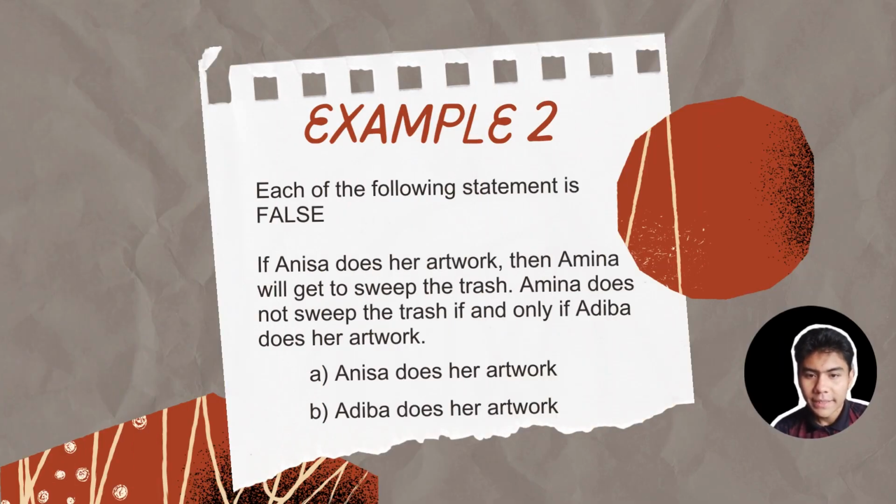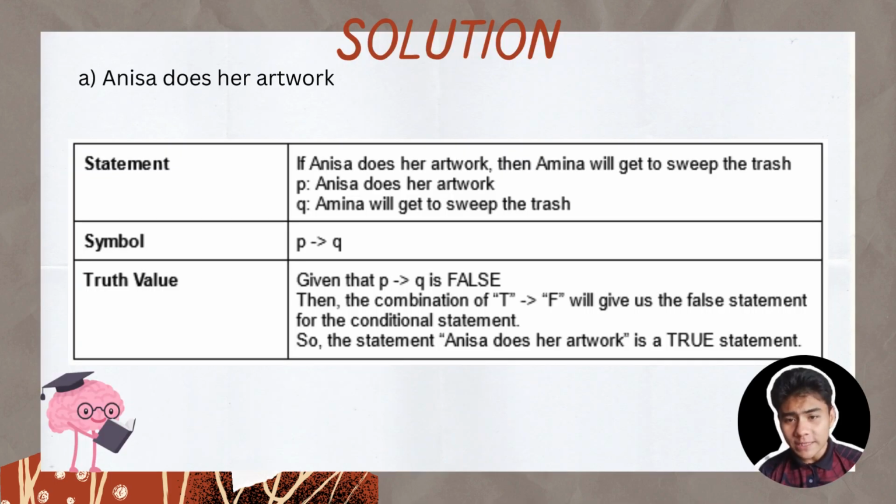Another example, each of the following statements is false. If Anissa does her artwork, then Amina will get to sweep the trash. Amina does not sweep the trash if and only if Adiba does her artwork. A. Anissa does her artwork, and B. Adiba does her artwork. Let's look at the first solution.